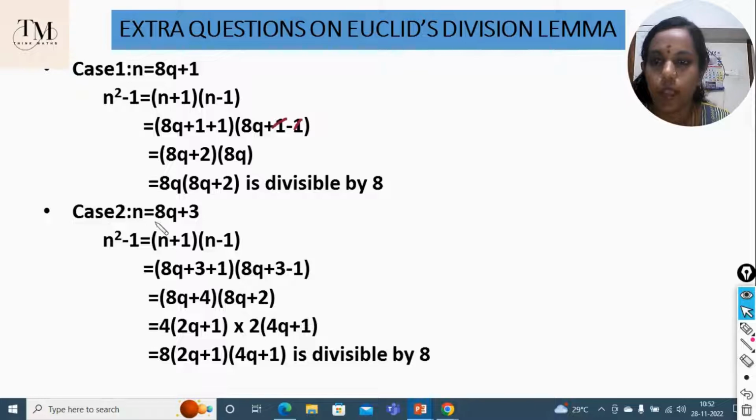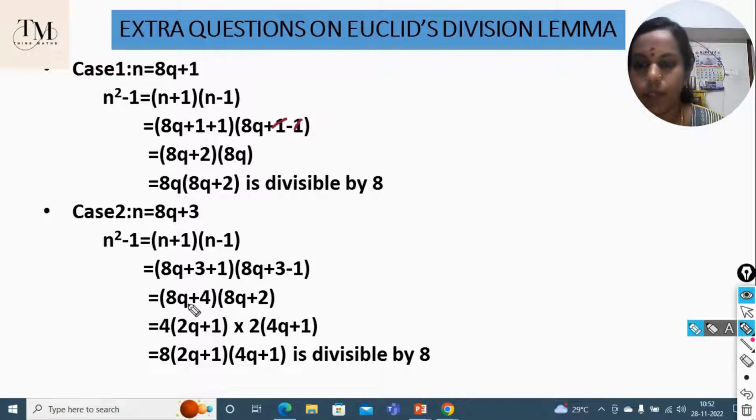So next, case 2, n is equal to 8q plus 3. We substitute 8q plus 3 instead of n. So 8q plus 3 plus 1 and 8q plus 3 minus 1. So 3 plus 1 is 4, 3 minus 1 is 2. From this value, we can take 4 as common, so the remaining will be 2q plus 1. Here 2 is common, so we can write the remaining value as 4q plus 1. So 4 twos are 8, so 8 is taken outside. Remaining: 8 into 2q plus 1 into 4q plus 1. So this value is also divisible by 8.